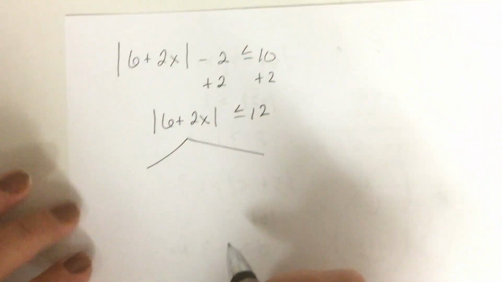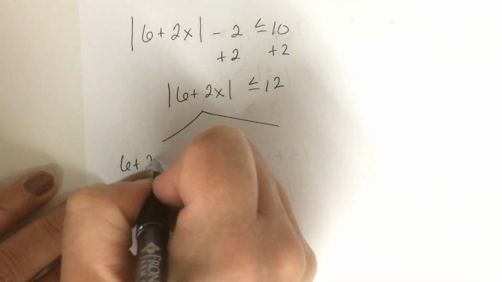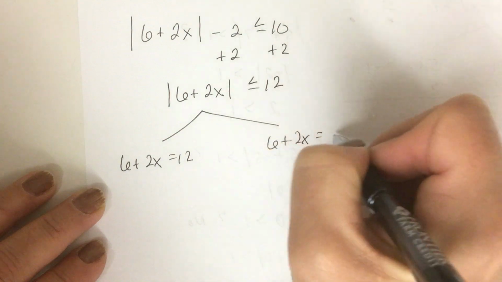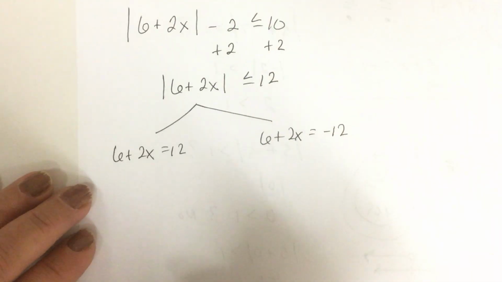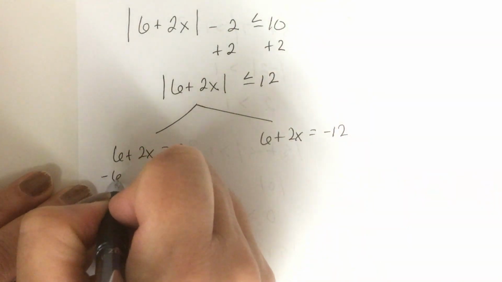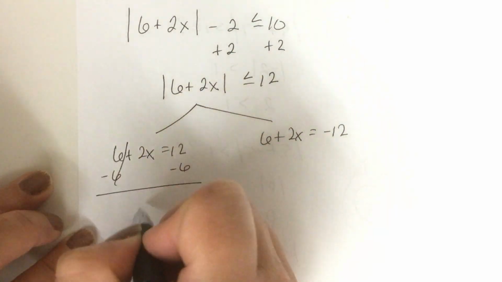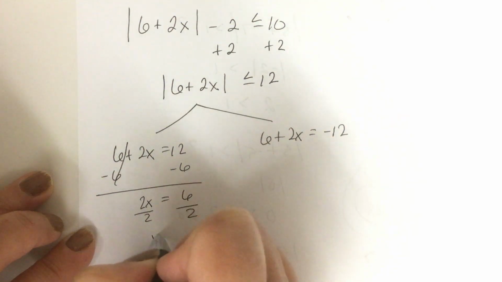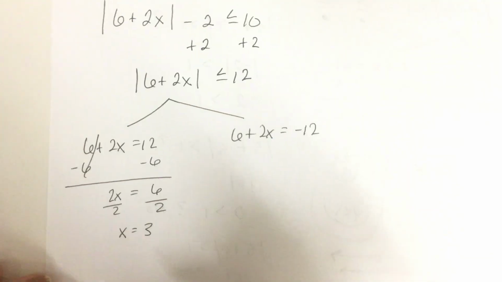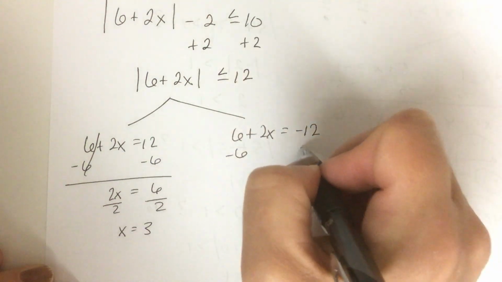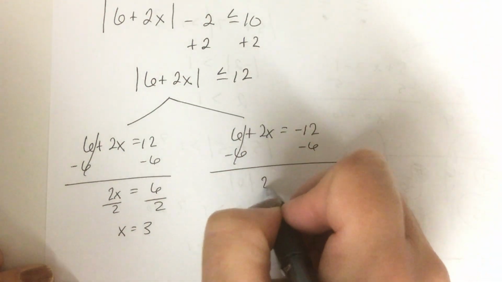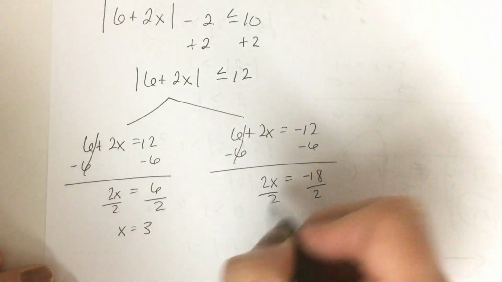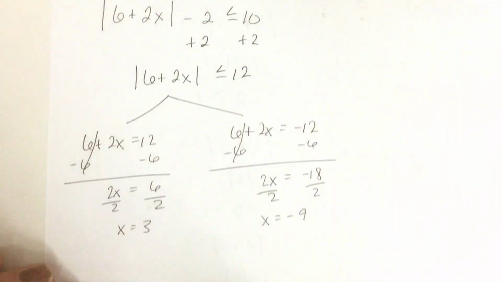Now I'm going to break it into two equations. 6 plus 2x is equal to 12, and 6 plus 2x is equal to negative 12. Now I solve both of them. Negative 6, 2x equals 6, divide by 2, divide by 2, x equals 3. Come over here and do the same thing. Negative 6, 2x equals negative 18, divide by 2, divide by 2, x equals negative 9.